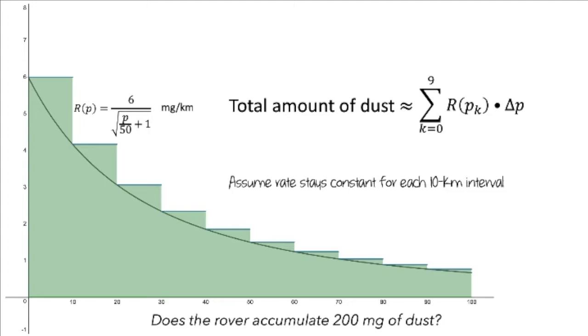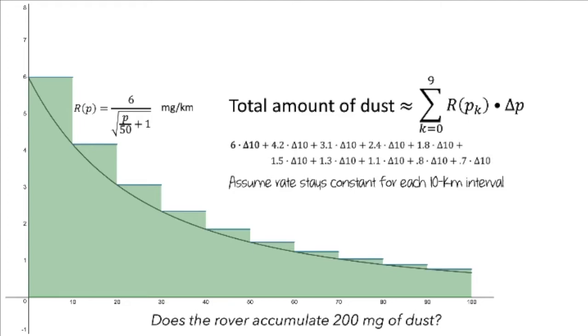So to find the amount of dust that accumulates in the first interval, we multiply R of 0 by delta P, which in this case is 6 milligrams per kilometer times 10 kilometers. And then we do this for each of the intervals. And then we add these values up to get a total of 229 milligrams of dust that has accumulated.